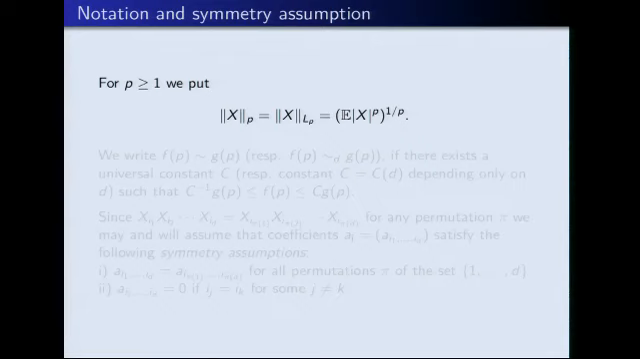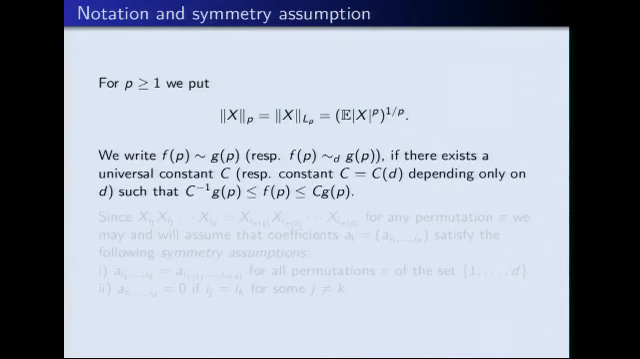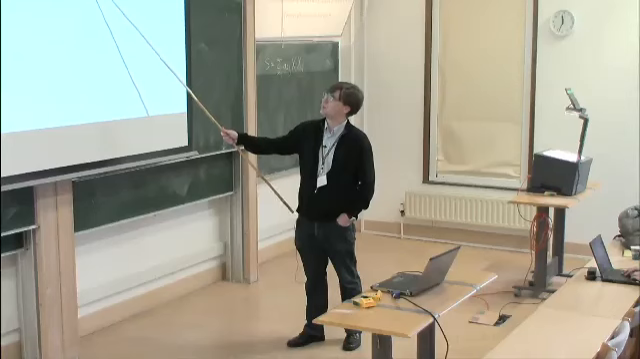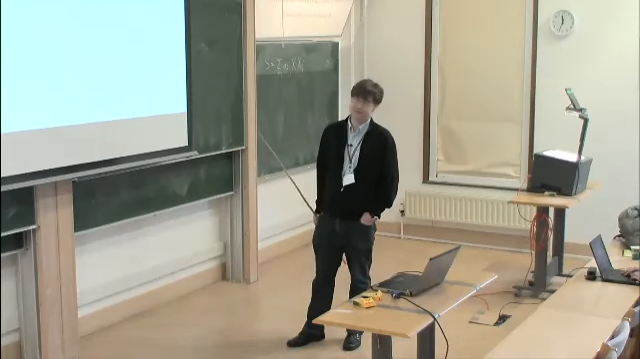Okay, so this is a bit of notation. It's typical, so I will not say a lot about it. The norm of X in p means the L^p norm, so normalized moments, that is the expected value of |X|^p to the power 1/p. We write f is equivalent to g if they are of the same order, meaning they are comparable with a constant, either a universal constant or a constant depending on the dimension. If it depends on the order or some parameter, we write this parameter of dependence here.